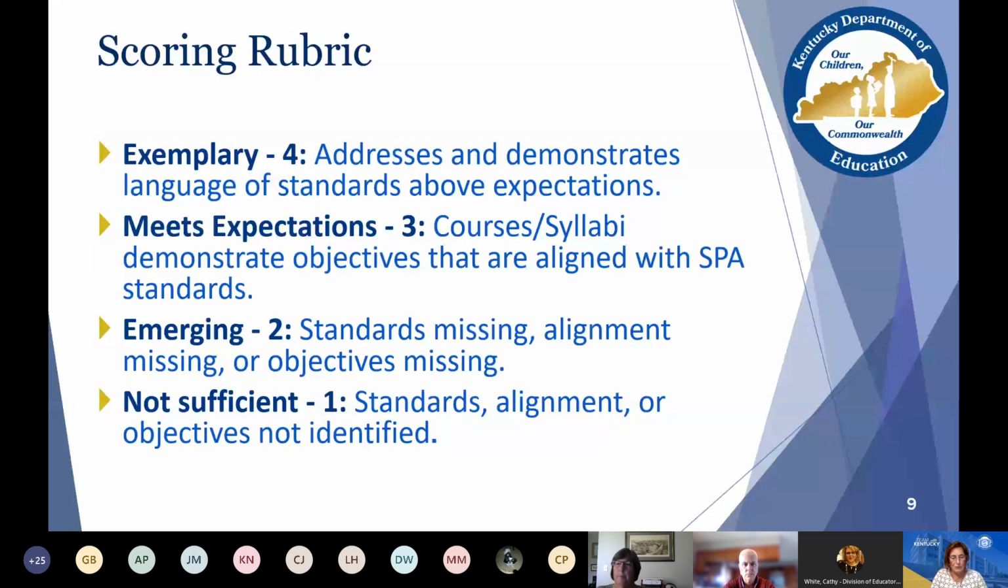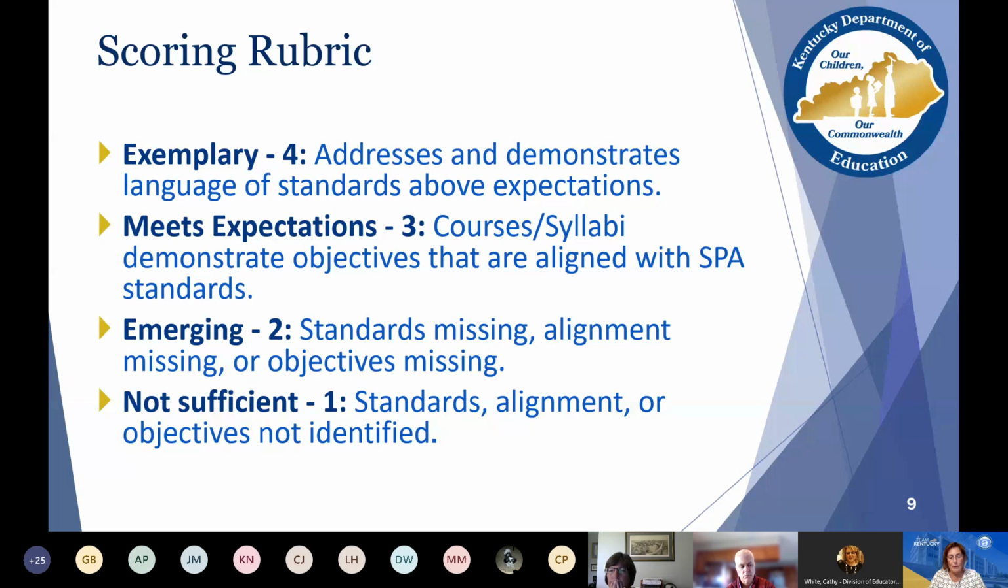For instance, if you're looking at the scoring rubric and they're emerging, your comment may be something like 2 out of the 10 classes did not address the standards and elements, or 8 of the classes addressed all the standards and elements, but 2 did not, or all of the classes addressed the standards, but they didn't address the elements. So there are lots of different comments that could be made. But 3, meets expectations, is what our expectation is from our KDE office, that the courses and syllabi do demonstrate that they are aligned with the SPA standards and elements. So that's one of the things that you will be looking for.